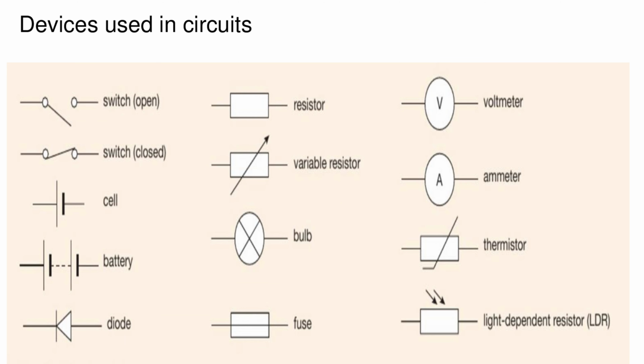Let's look at some devices which are used in the circuit. Firstly, we can see the switch, which is open. Second, there is a switch which is closed. The third one is a cell. Then there is a battery, a diode, resistor, variable resistor, bulb, fuse, voltmeter, ammeter, thermistor, and LDR, which is a light-dependent resistor. We will need to learn all of these symbols to draw a circuit.